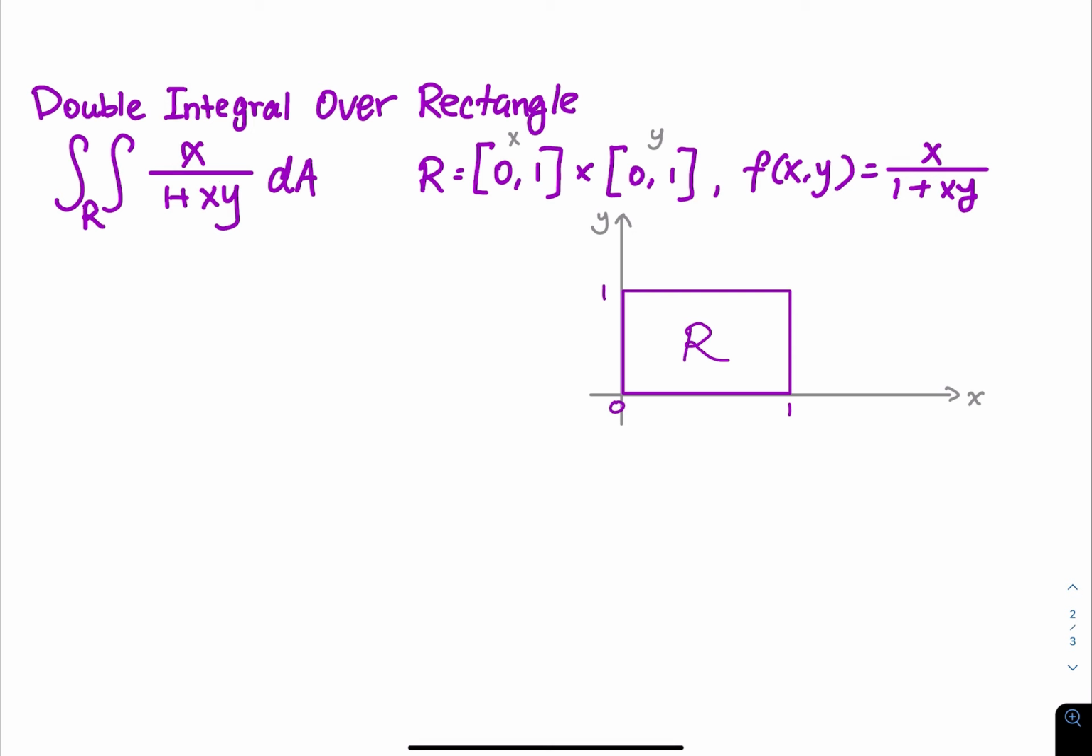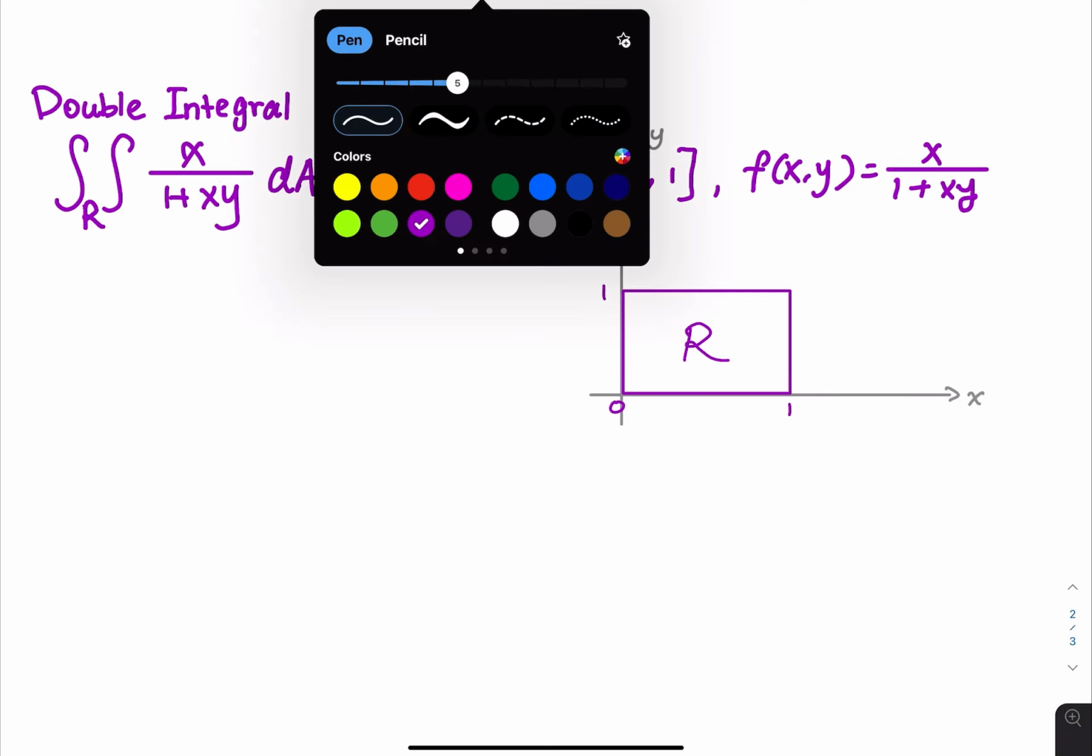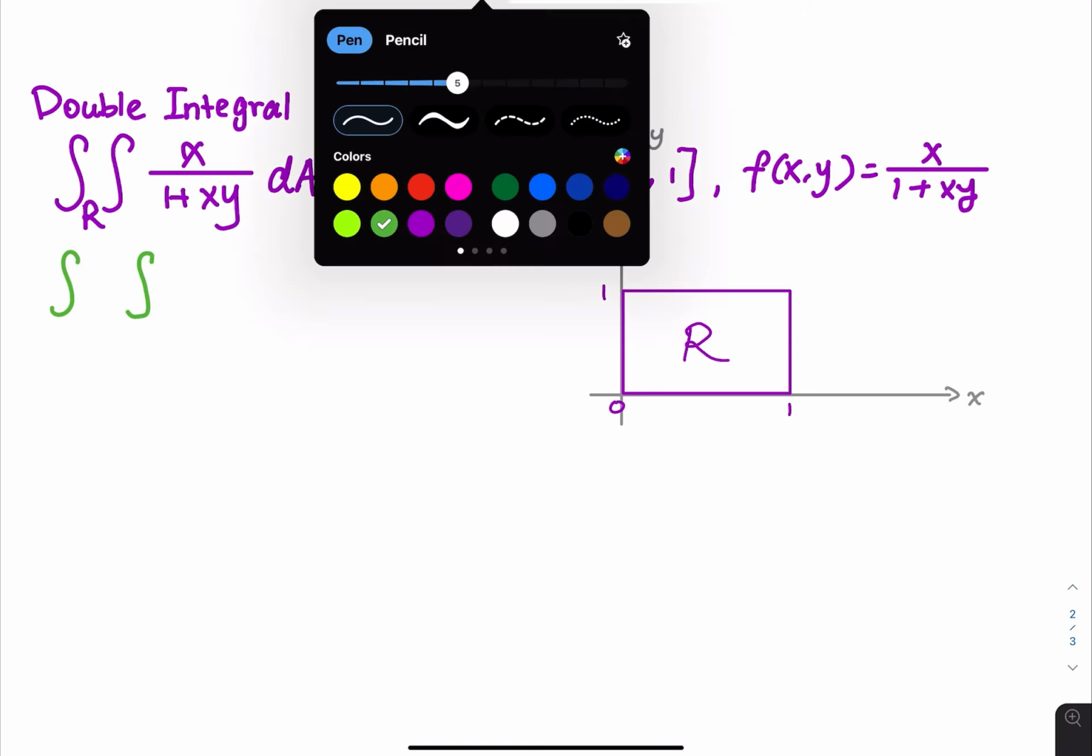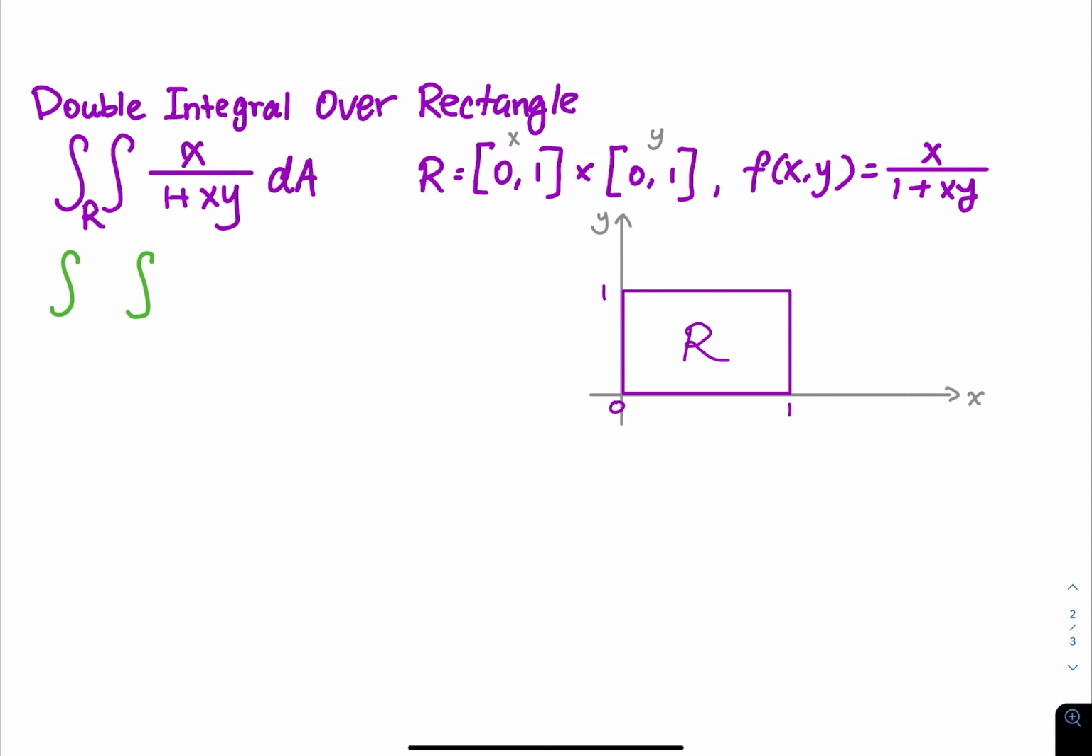Okay, so there are two ways to do it. You can do dx dy, or you can do dy dx. Let's start with dx dy. Let me pick a different color, green. So I will start with the integral, dx dy, where y is from 0 to 1 and x is also from 0 to 1. The integrand is x divided by 1 plus xy.